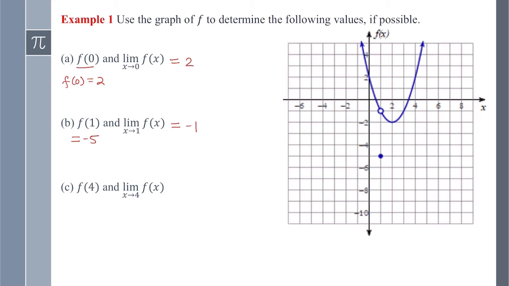Now let's look at the third one here. Find f of 4. That means where's the value of the function at x equals 4? It's right here, which is 2. So the value of the function is 2. And what is the limit when x approaches 4? When x approaches 4 from left and right, the function is approaching this value right here, which is again 2. So in this case, the value of the function at 4 is the same as the limit of the function as x approaches 4.